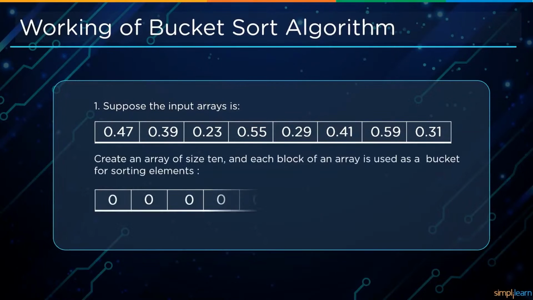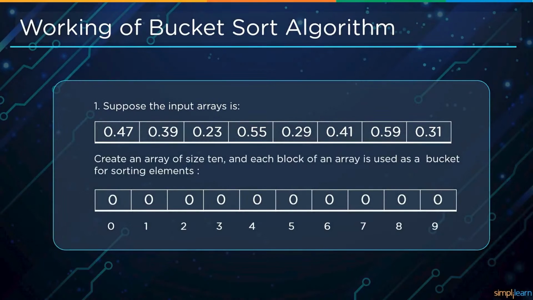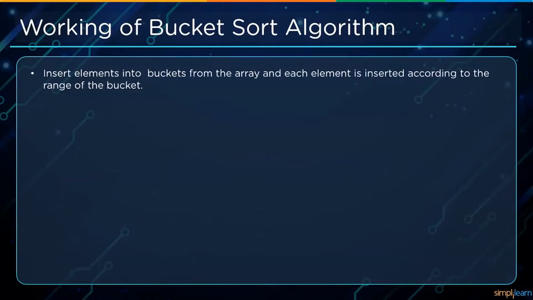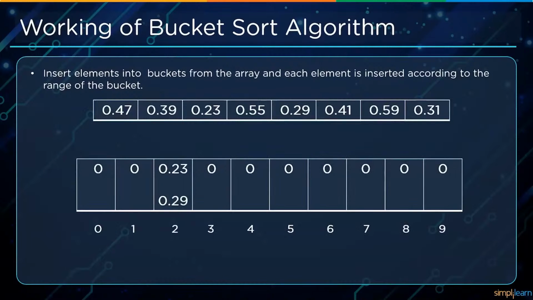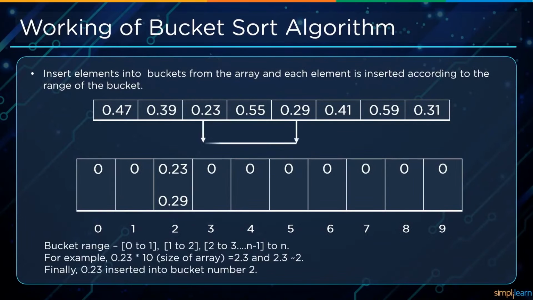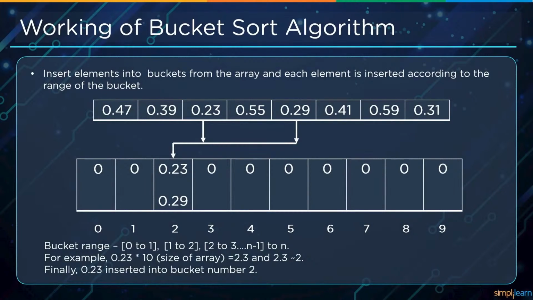Then we will create an array of size 10 and store 0 in each block. And each block of the array is used as a bucket for sorting the elements. Next we have step 2. Insert the elements into buckets from the array, and all elements are inserted as per the range of the bucket. Buckets ranging from 0 to 1, 1 to 2, 2 to 3, up to n-1 to n. Here, n is the number of elements in the array.